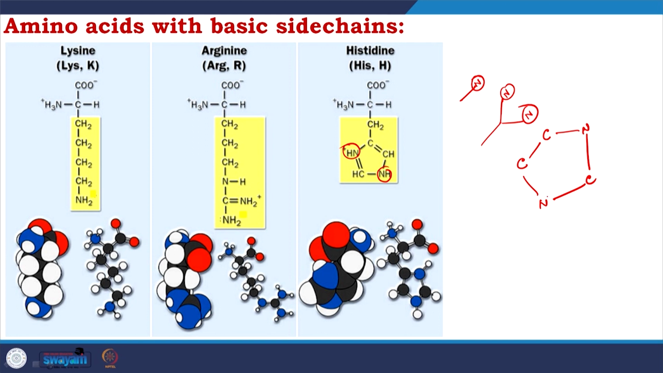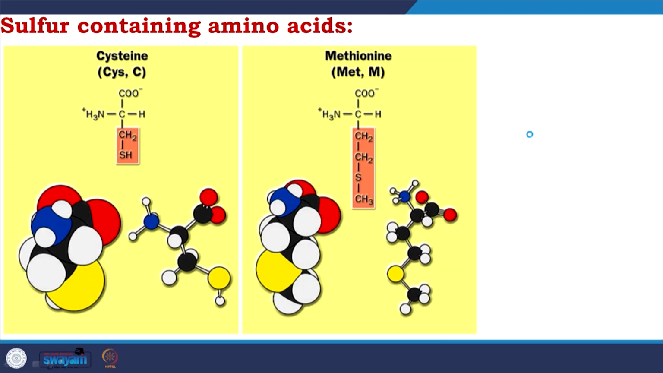So, it has two nitrogens, and it is very interesting which nitrogen actually shows activity. Sulfur containing amino acids: there are two, cysteine and methionine. Cysteine, with its CH2SH, is able to form a disulfide bond. Methionine is unable to form a disulfide bond because of the presence of a poor Lewis acid, the methyl group.